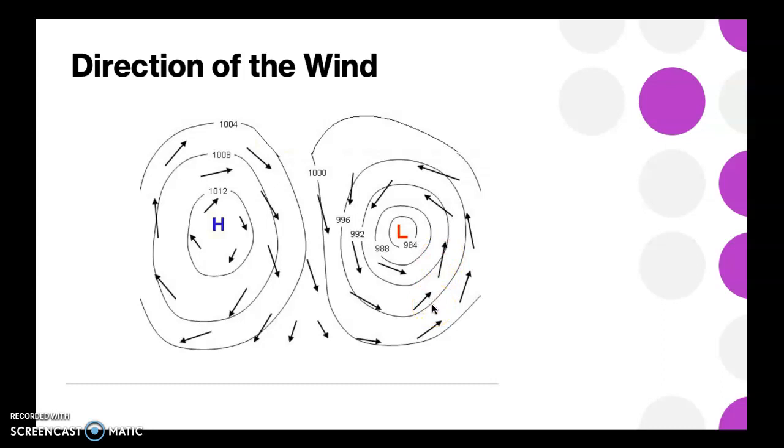So the greater the difference in pressure, the stronger the wind. So in this image, the wind right here would be much stronger than, say, the wind over here or the wind over on these sides of it.